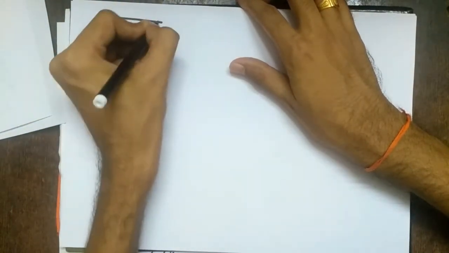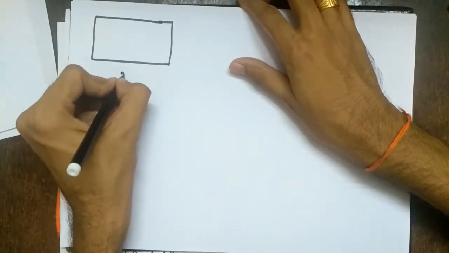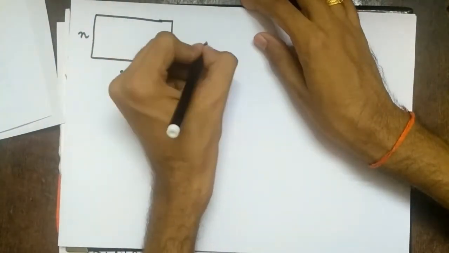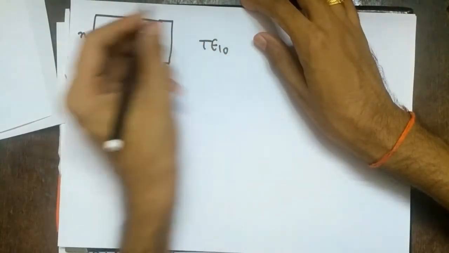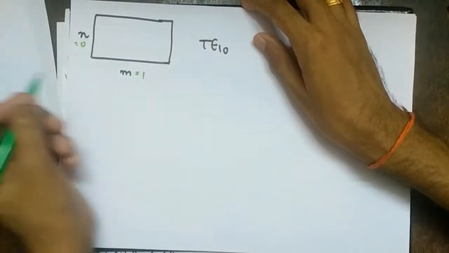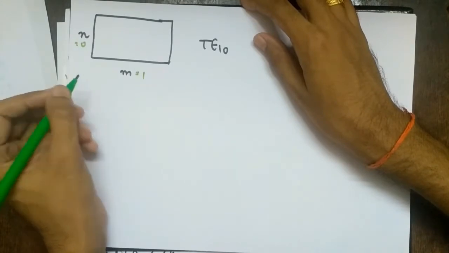So this is my rectangular waveguide. This is M, this is N, right? So I want to see TE10, which means M equal to 1, N equal to 0. I hope this is visible, right?